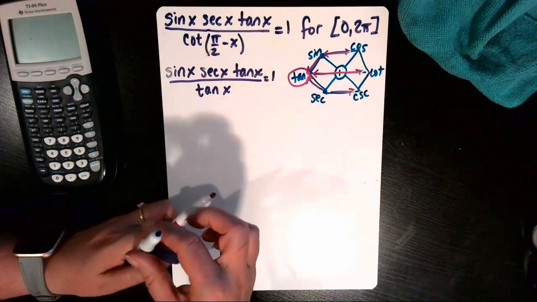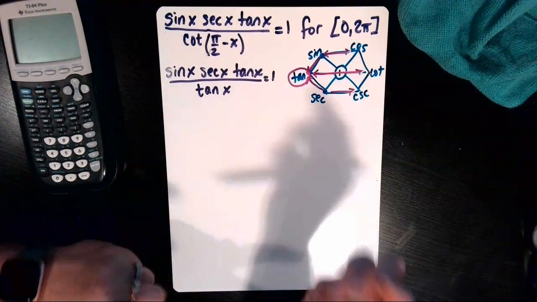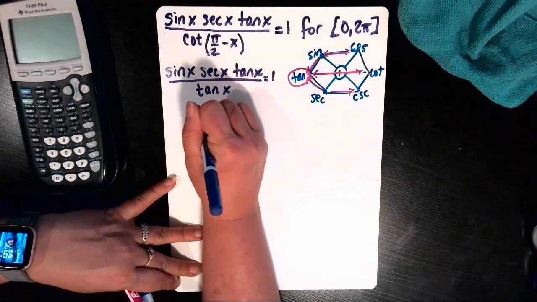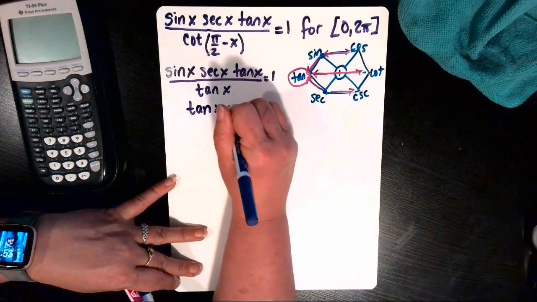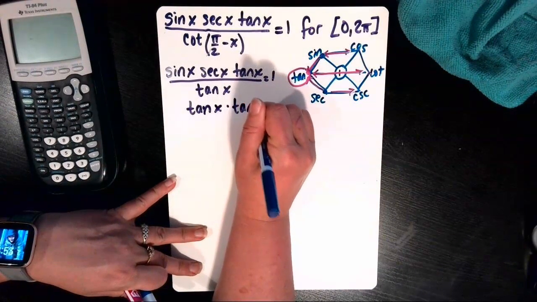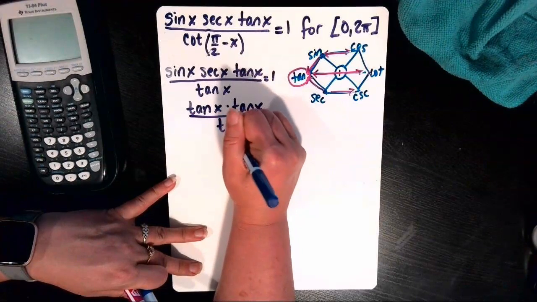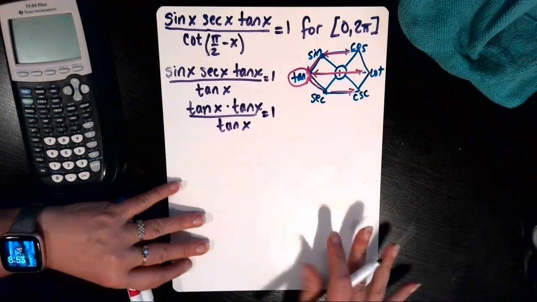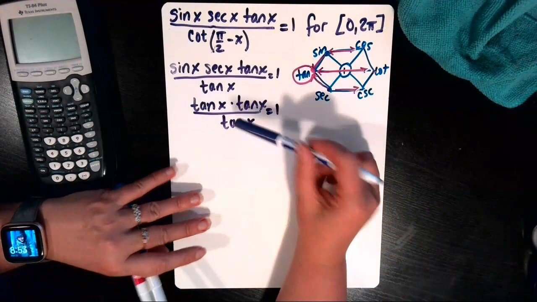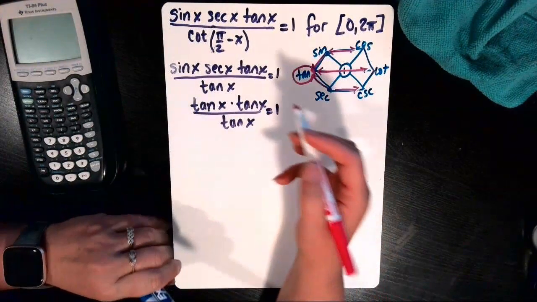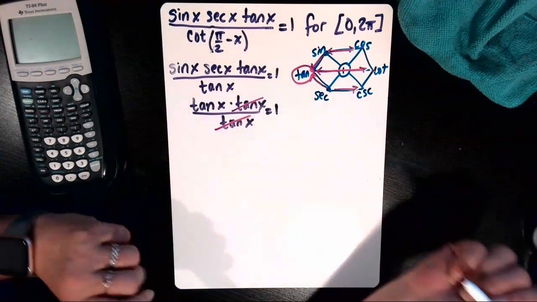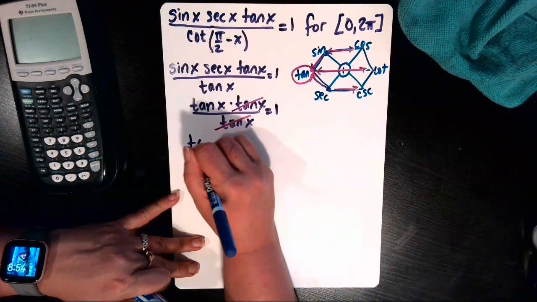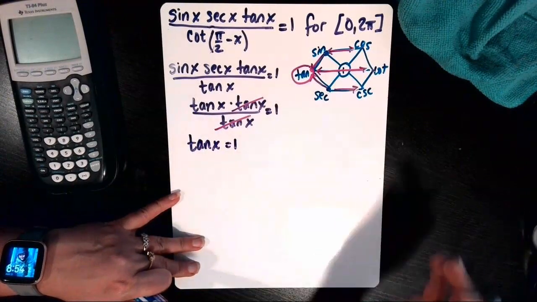So we can swap out sine times secant, that product, using that identity to get tangent of x times tangent of x, all divided by tangent of x, and that equals 1. So now that we have the same thing in the numerator as the denominator, those are common factors, so they can cancel, and then we'll have tangent of x is equal to 1.